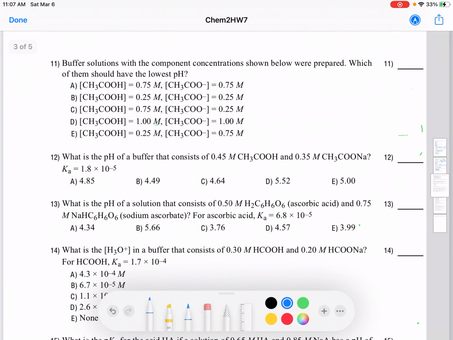Number 11, buffer solutions with the component concentrations shown below were prepared. Which of them should have the lowest pH?